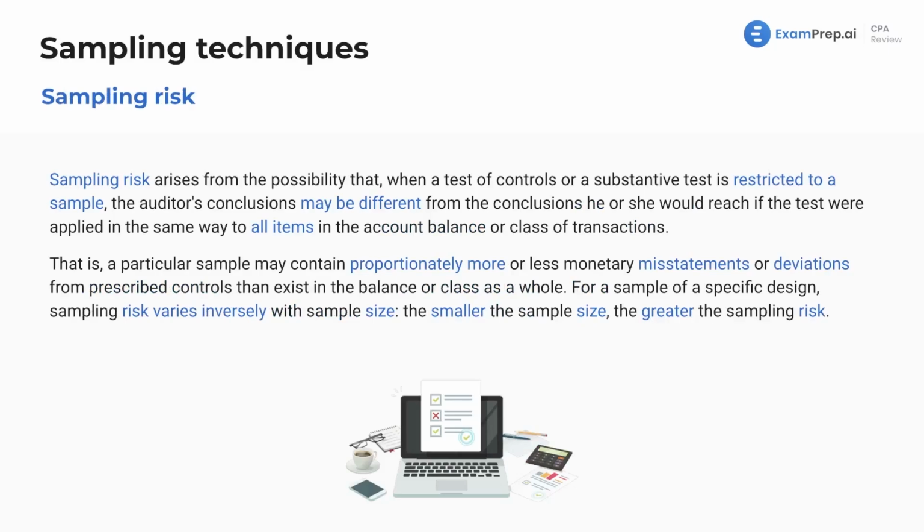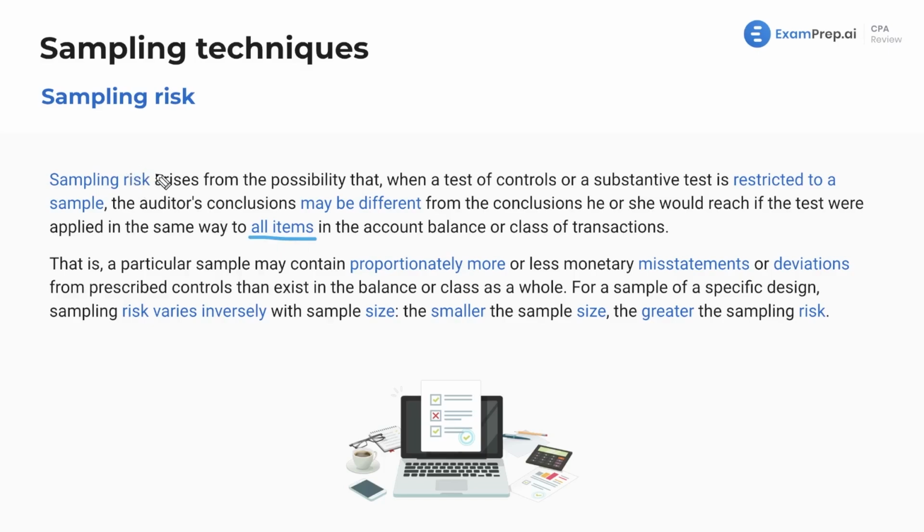Let's talk a little bit about this sampling risk. Sampling risk arises from the possibility that when a test of controls or a substantive test is restricted to a sample, the auditor's conclusions may be different from the conclusions he or she would have reached if the tests were applied to the whole population.